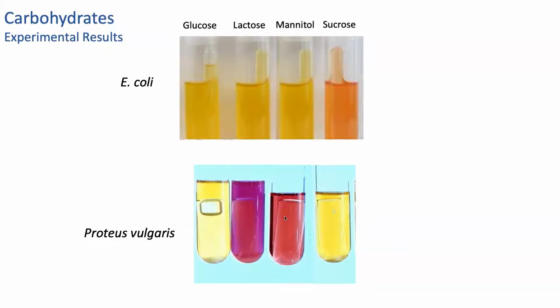The four sugars that we used are glucose, lactose, mannitol, and sucrose. We inoculated two sets of carbohydrate panels, one with E. coli and another with Proteus vulgaris. Let's analyze our experimental results after 18 to 24 hours of incubation at 37 degrees, which is the optimum growth temperature of E. coli.